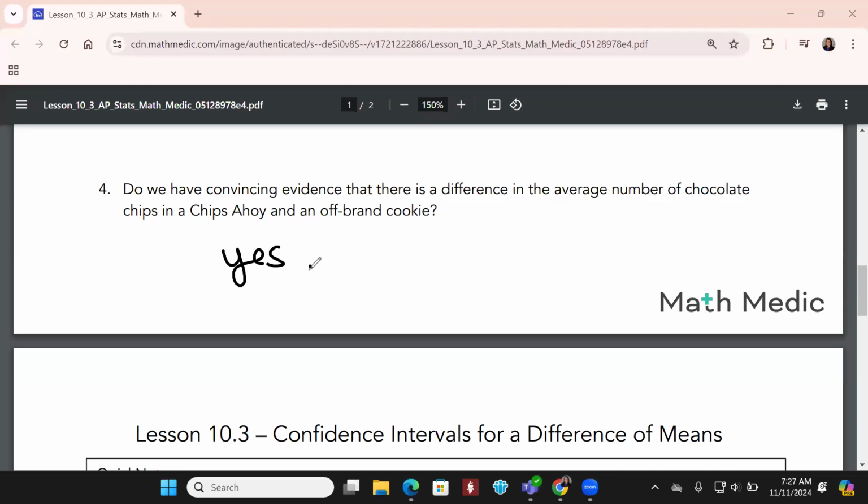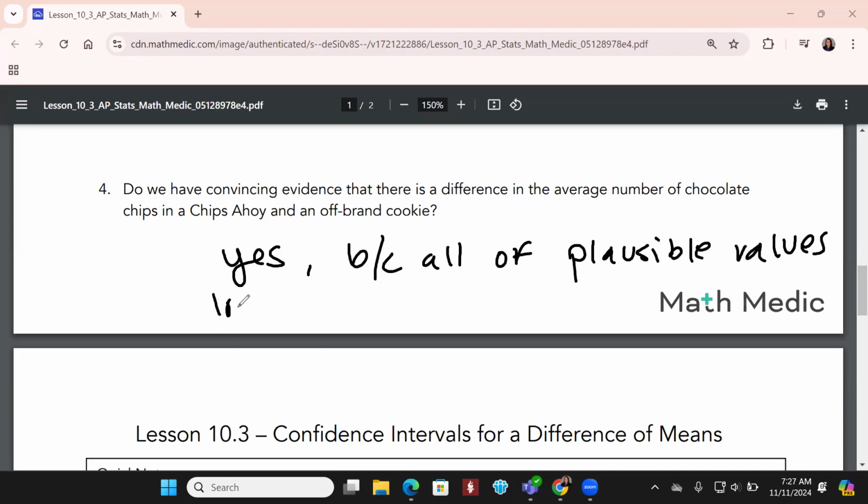So yes, because all of the plausible values in the interval are positive. If they include 0, that's when there might not be a difference. So if there's a positive and a negative, it's probably not much of a difference. But since they're positive, then yes, Chips Ahoy is going to have more.